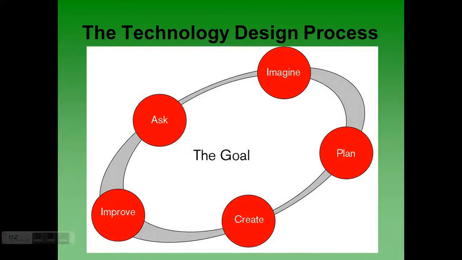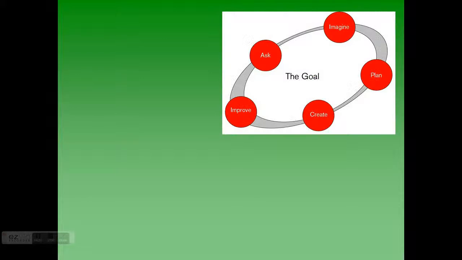Technology design process. It's kind of a continuous loop. Ask, imagine, plan, create, improve, all circling around your goal. If we do not continue to loop and to improve as we design something, we'd still be driving cars back from Henry Ford's Model T Ford. So it's always a constant improvement and a constant process. It never changes. So let's look at the steps of this sequence.